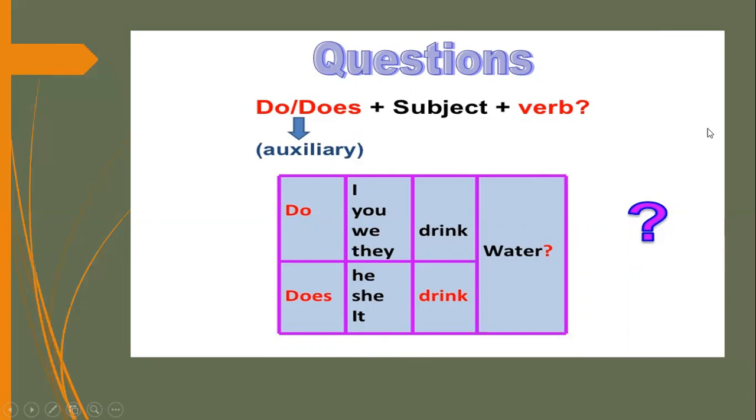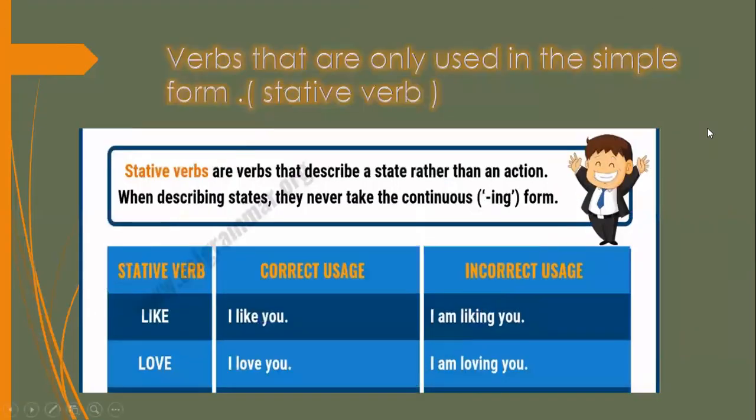Any question? Here, I must remind you that some stative verbs in English like love, like, hate, want describe a state rather than an action. So they never take the continuous ing form. If we say I like you, can we say I am liking you? No, it is incorrect. If I say I love you, can we say I am loving you? No, it is incorrect.